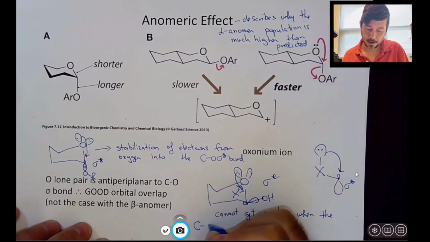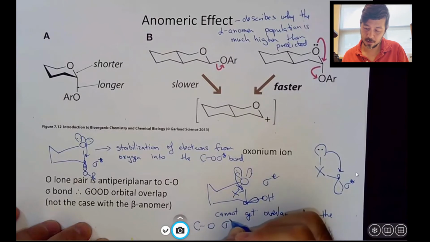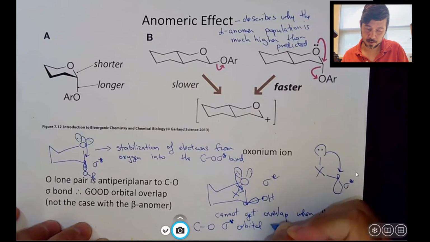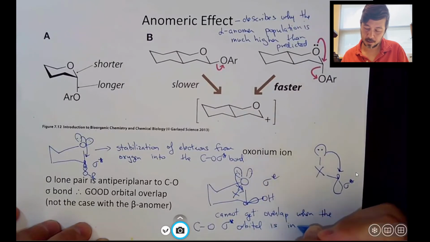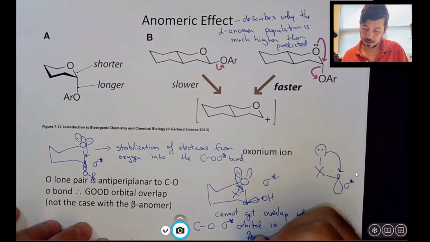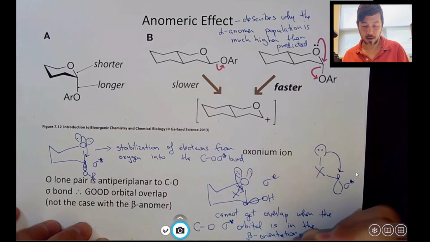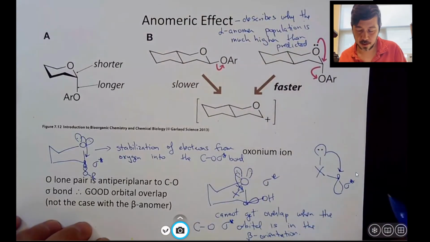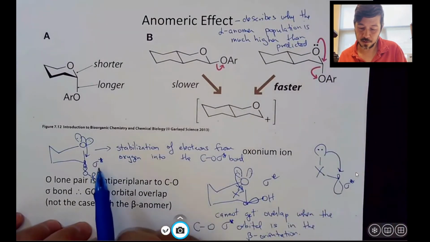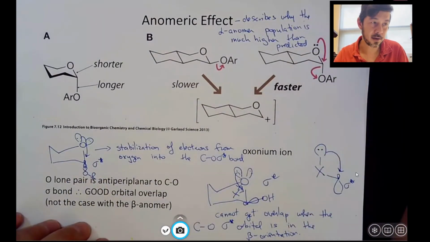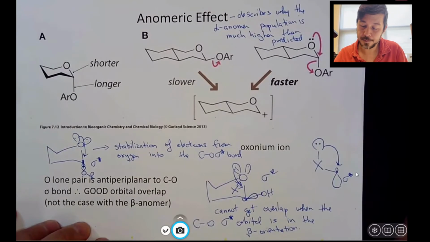When the carbon-oxygen sigma star orbital is in the beta orientation. Okay, so that's kind of interesting. That makes sense in terms of why maybe the anomeric effect, or why the alpha anomer is, more than 3 times in population compared to predictive models.